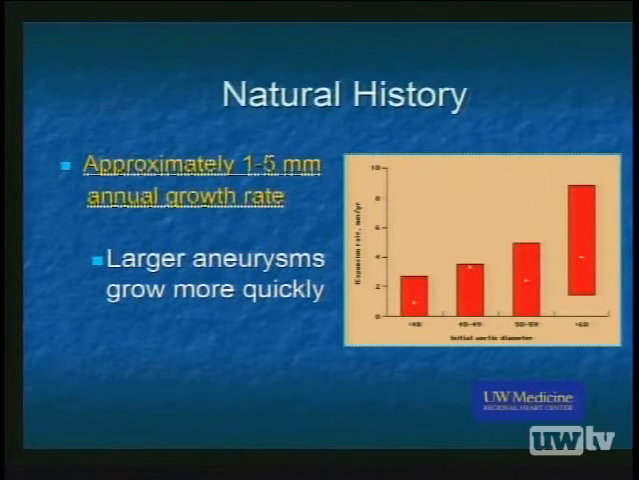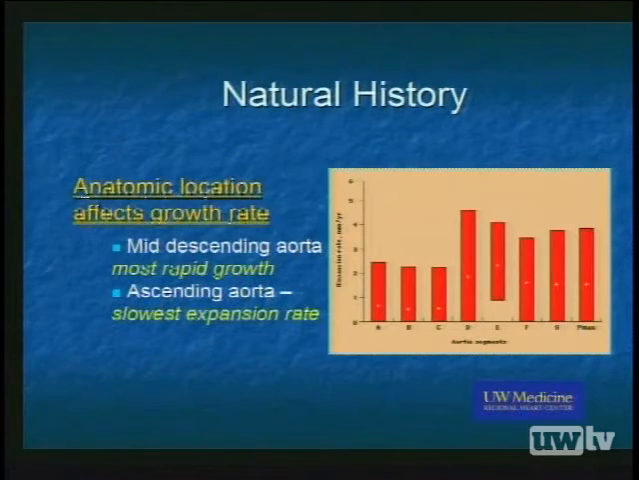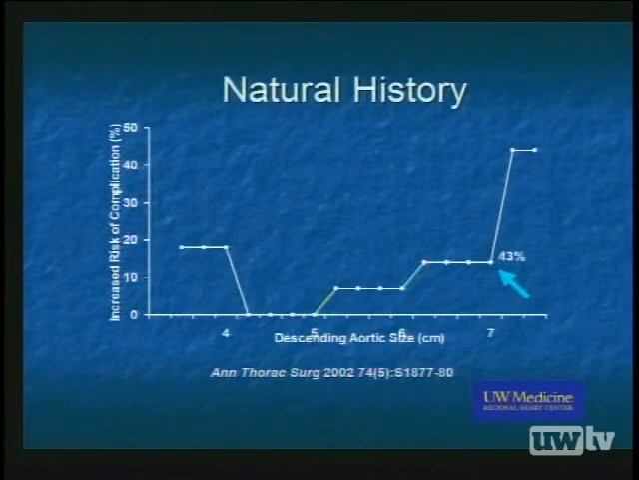The natural history of these things also attests to the fact that they tend to grow predictably and slowly under most circumstances, approximately 1 to 5 millimeters in annual diameter increase per year. However, as I've already alluded to, but it warrants underscoring, larger aneurysms grow more quickly. They vary in growth rate by location as well. Mid-descending aortic aneurysms grow the most rapidly, and ascending aortic aneurysms have the slowest expansion rates.